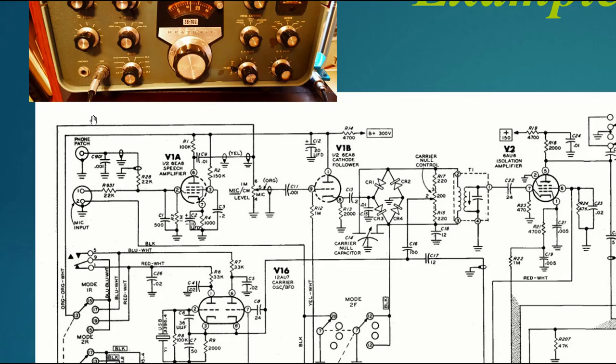This is the input circuitry for the microphone. It goes through this first stage. This is a pentode vacuum tube, but it turns out that it's essentially the same as a cascode configuration of a modern transistor amplifier.